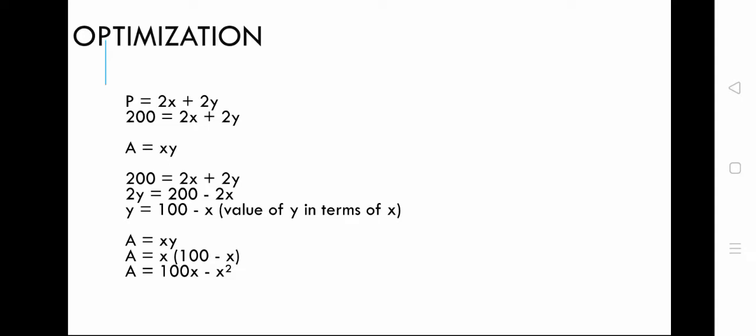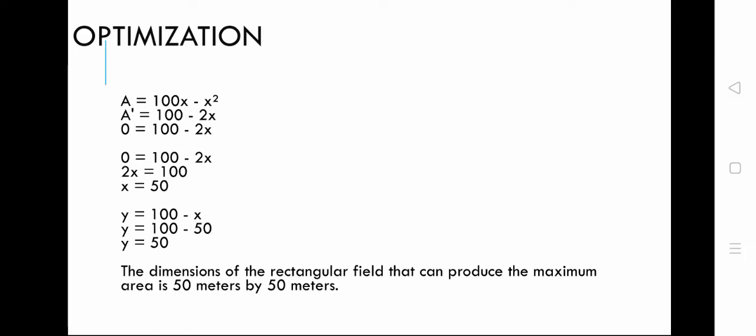Now, let's proceed to deriving the function. So, A is equal to 100x minus x squared. A prime is equal to 100 minus 2x. Na-apply na dyan yung derivatives. And let's set up the derivative of the function into an equation equal to 0. So, A prime will be replaced with 0. 0 is equal to 100 minus 2x. Let's solve for the value of x. We have 0 is equal to 100 minus 2x. 2x is equal to 100. X is equal to 50.